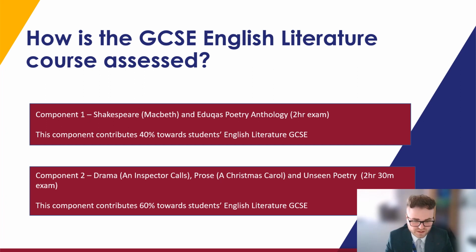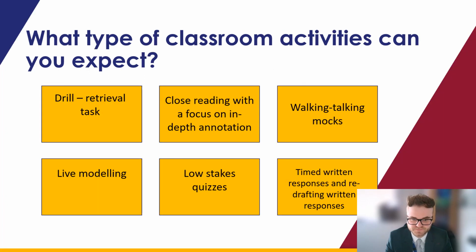They'll also be studying some drama text, which we study in An Inspector Calls, a prose text, which would be A Christmas Carol, which has to be from the 19th century, and then we will also practice unseen poetry skills. That exam would be worth 60% and would be 2 hours and 30 minutes.